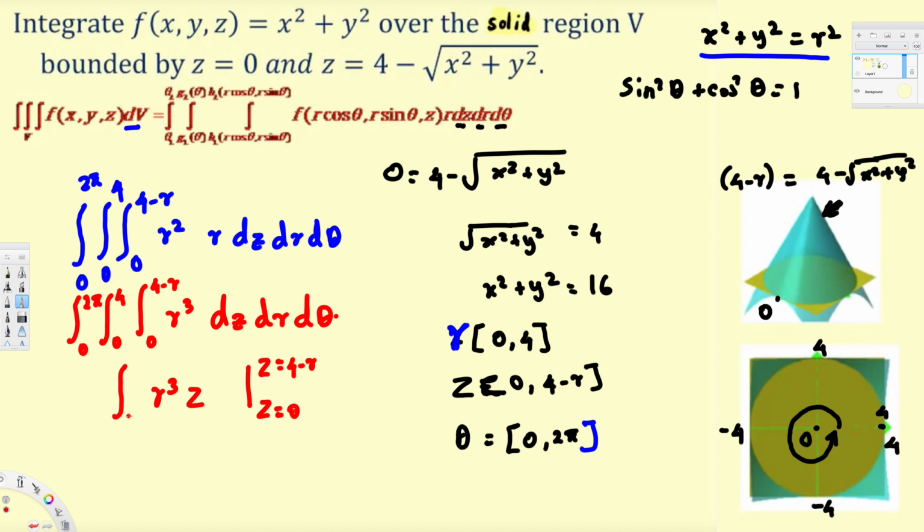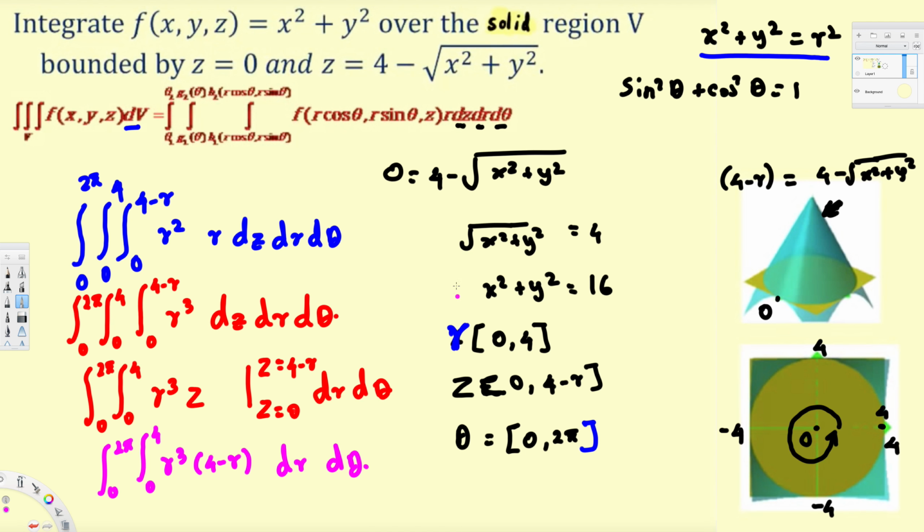And then we are going to have 0 to 4 dr, and here 0 to 2 pi d theta. Now we plug this value instead of z, so this will become r cubed times 4 minus r, and if we plug 0 for z, that's going to be 0, so it's minus 0, and we don't have to write that one. Here we have 0 to 4 and 0 to 2 pi, dr d theta.